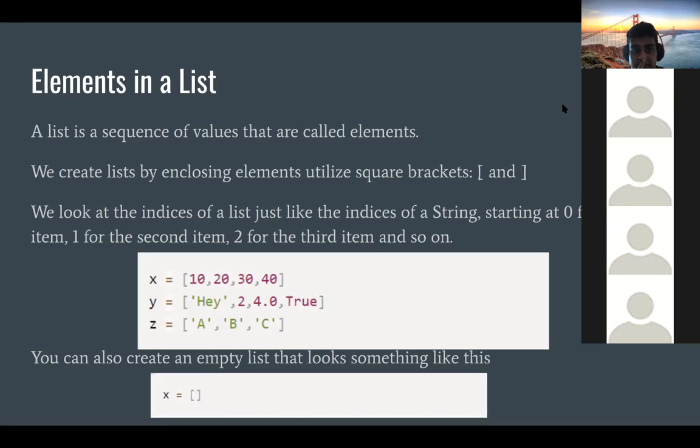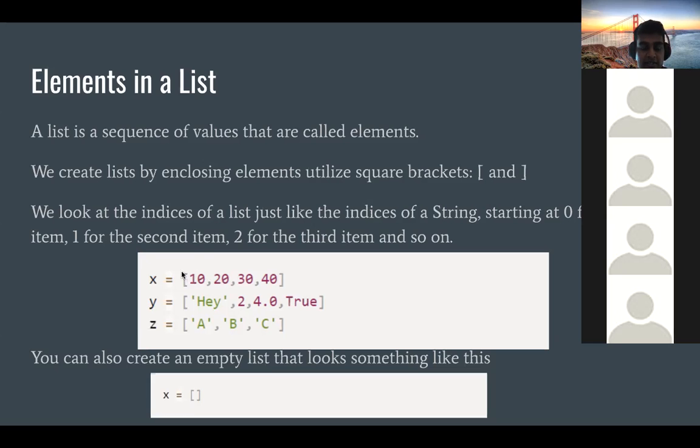We look at the indices of a list just like the indices of a string. We start at 0 for the first item, 1 for the second, 2 for the third, and so on. So let's look at X, right? X has an element 10, that's the first element. The second element is 20, and 30 is the third element. So to get 10, what would we do? Anyone like to answer, or do you want me to just go through it? Okay, so you would say X, and then within square brackets, 0 to access the first item of the list.